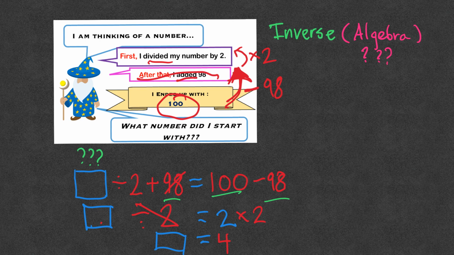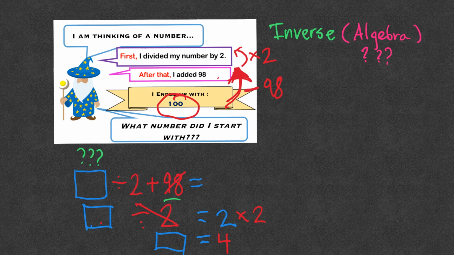I've ended up with 100. So if the wizard added 98, I subtracted 98. If the wizard divided the number by 2, I multiplied my number by 2. And I ended up with 4.